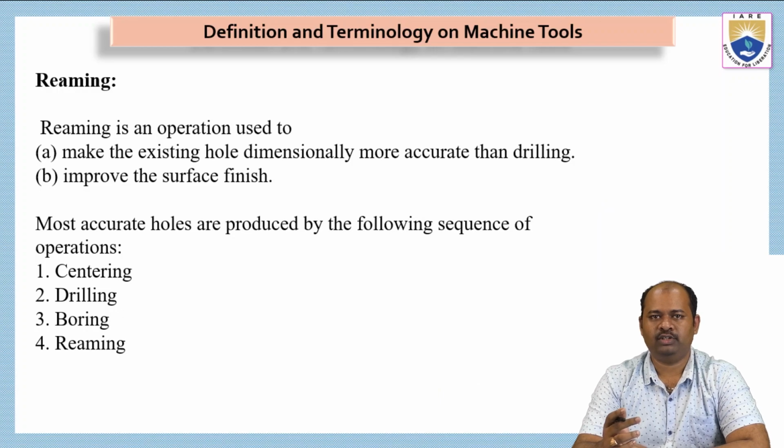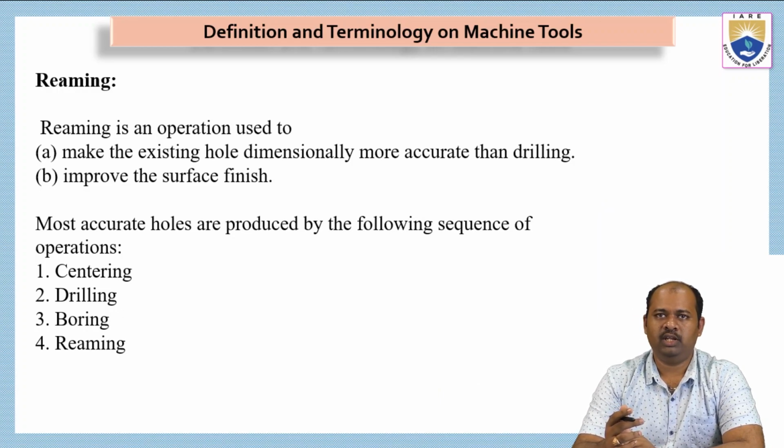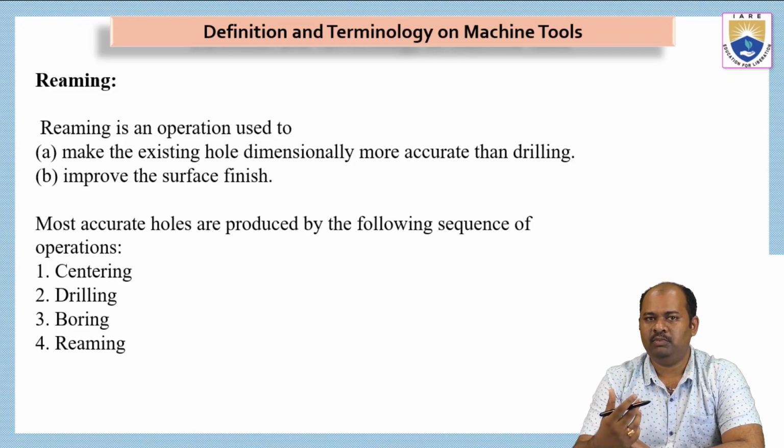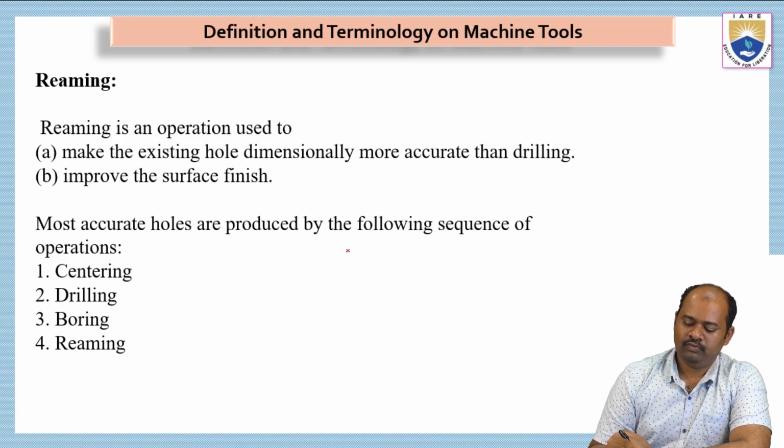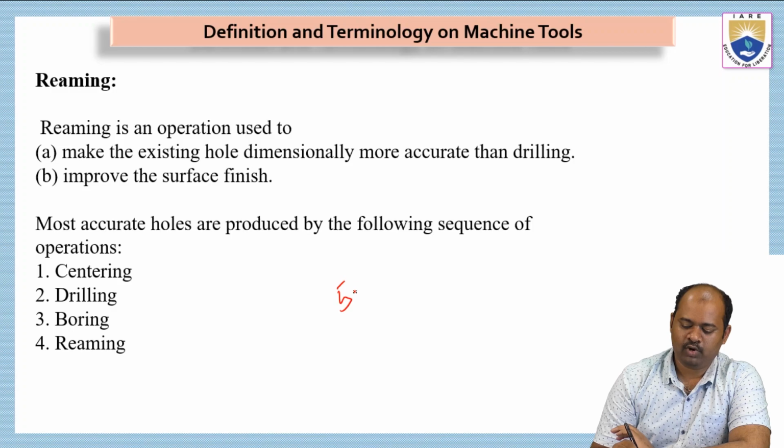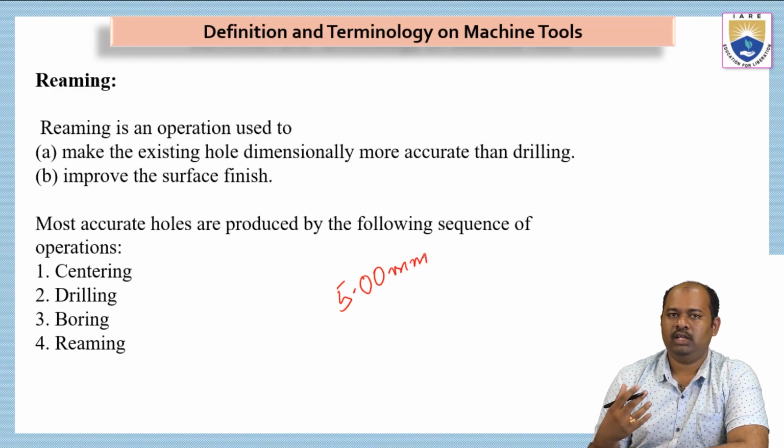And then we have another process called reaming. Reaming is an operation used to make an existing hole dimensionally more accurate than drilling. The primary purpose of the reaming process is to increase the dimensional accuracy. What is dimensional accuracy, and why do we need it? Let us see. If I have a drill bit which is rated at 5.00 millimeters of diameter, I can make a hole of this diameter by using the drill bit.